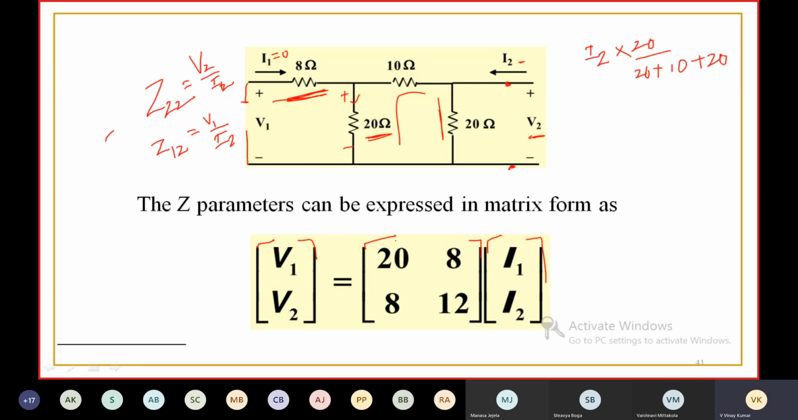Here Z11 is equal to 20, Z12 is 8, Z21 is 8, and Z22 is 12. Here Z12 is equal to Z21. Then the network is said to be reciprocal.